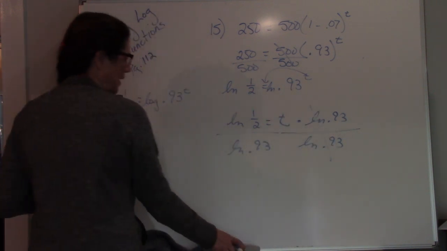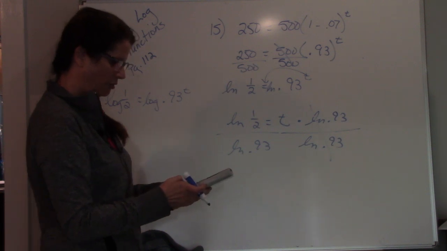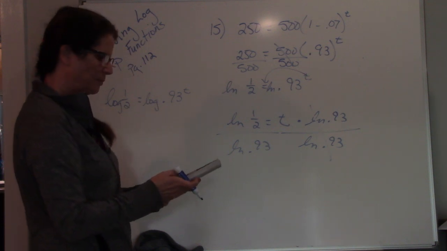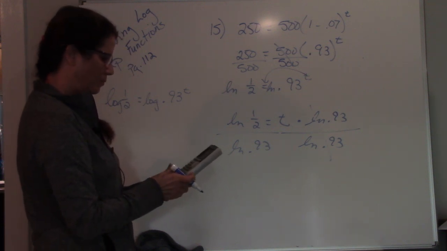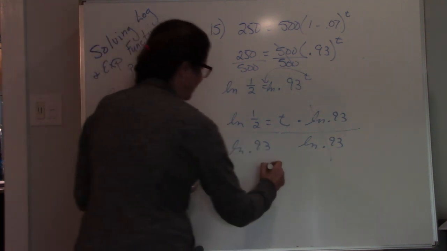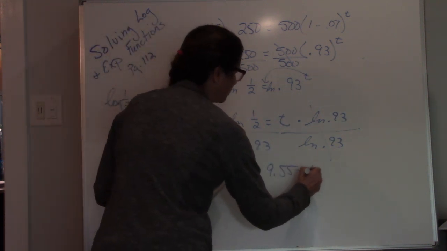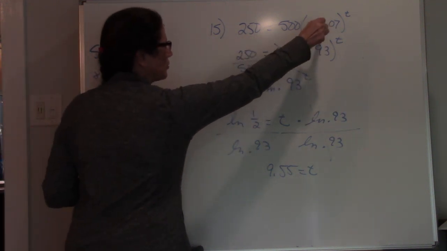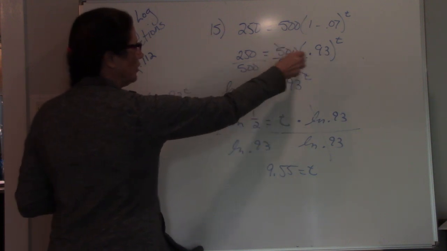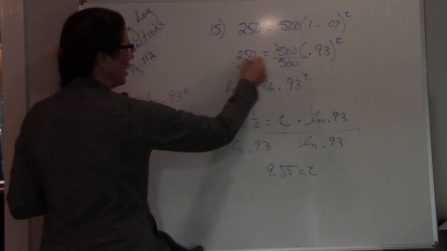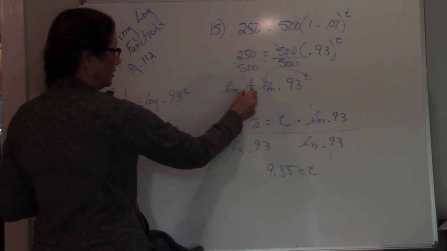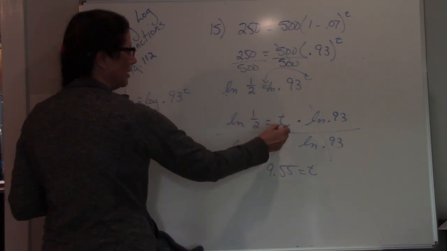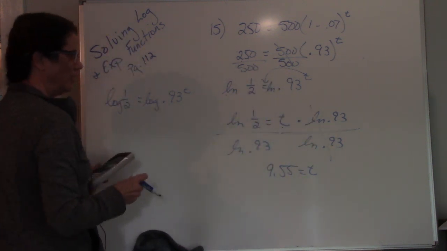Once t is by itself, now you can use your calculator. Do ln 1 divided by 2. Make sure you close the parentheses. Divided by ln of 0.93. And we get 9.55 equals t. Okay? So work inside the parentheses. Isolate your exponential function by dividing off. Then you reduce it. Then you take ln of both sides, which drops that t to the front. So then you can divide off the ln 0.93.